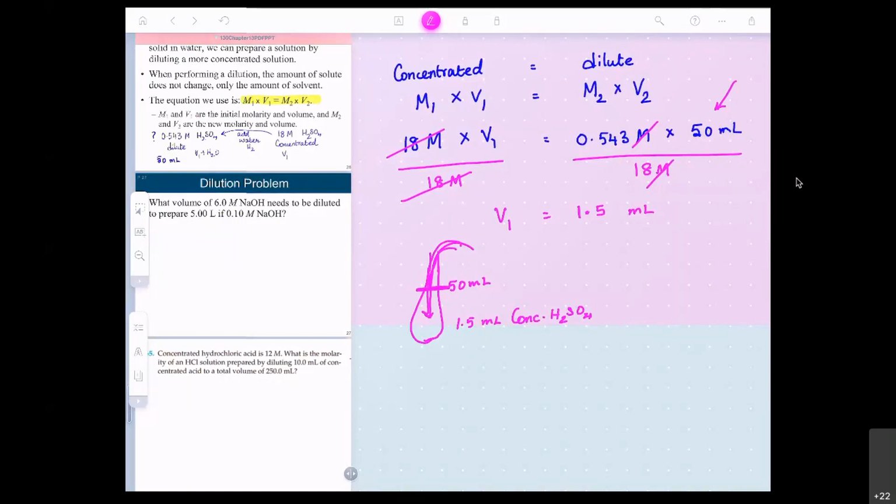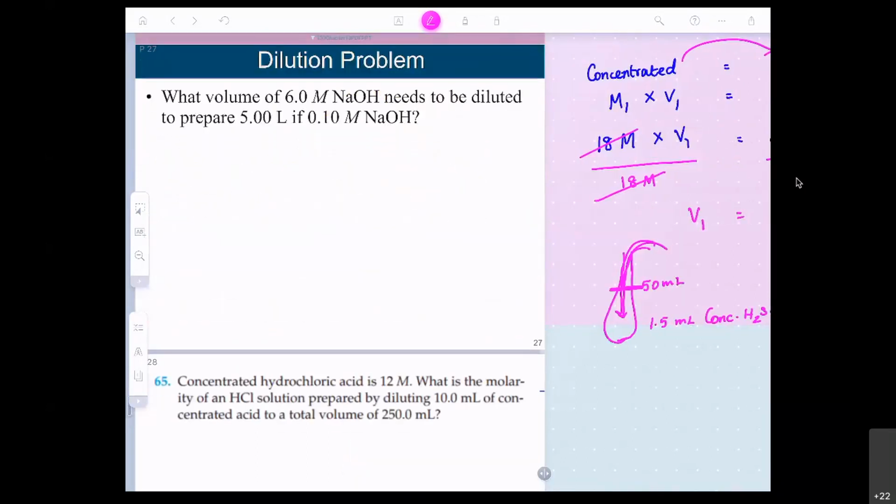So this is exactly how concentrated solutions are diluted. You don't make dilute solutions concentrated. It doesn't work. Concentrated to dilute is what this is used for. Okay, so let's try a couple problems. Fairly straightforward as long as we understand the concept.